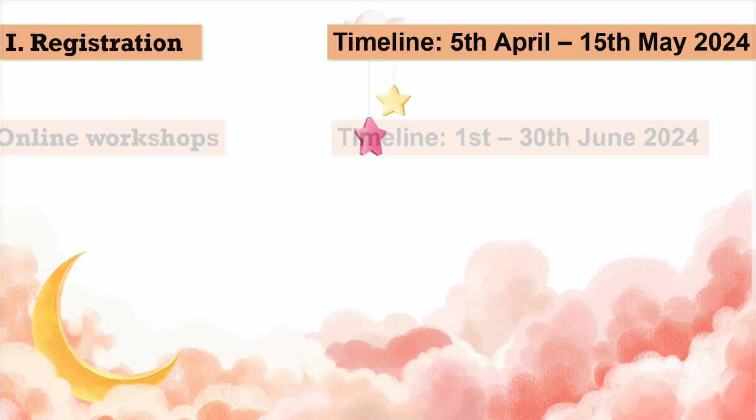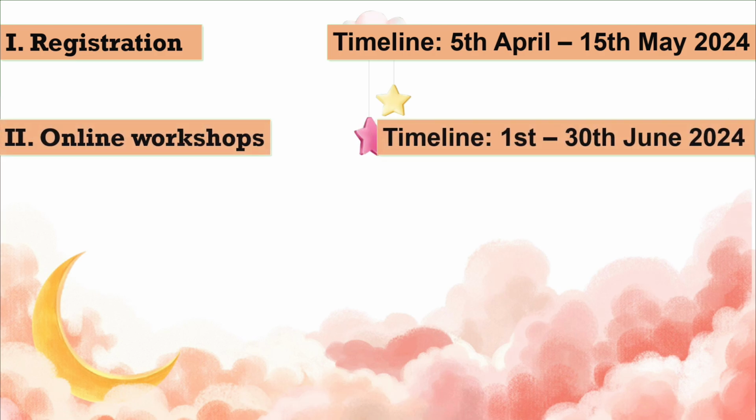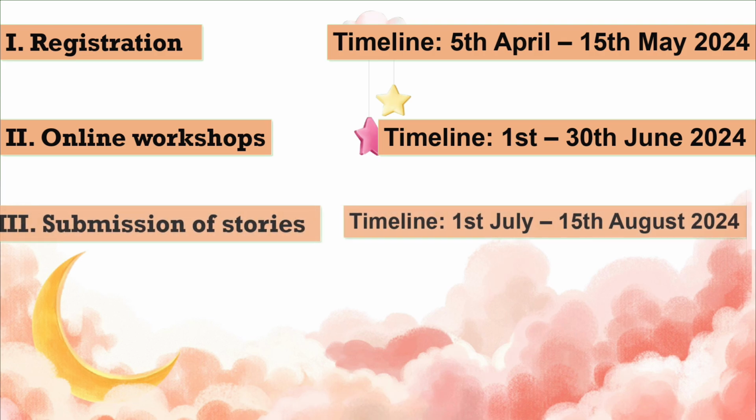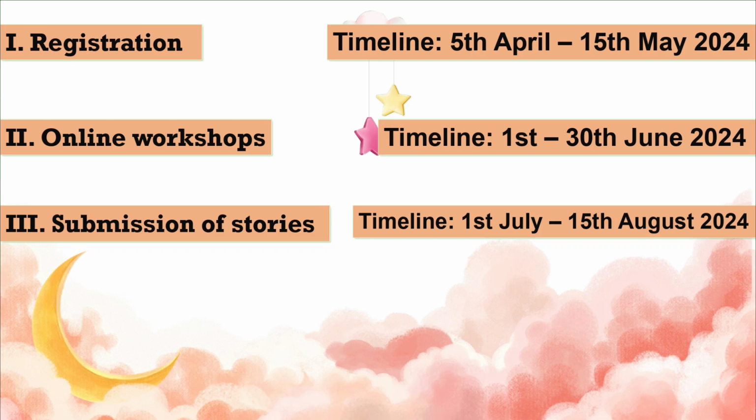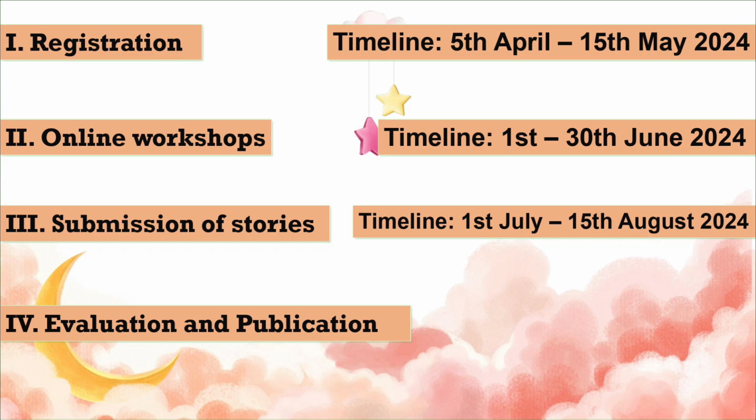Now, the second step is the online workshop. The timeline is from 2024. So in this video, I am going to share the complete webinar schedule as well as their links so that you can attend all the online workshops. Then step 3 is submission of a story. In this step, you are going to use your unique ID and password, which will start on 1st July and end on 15th August. And the last step is evaluation and publication of your story.